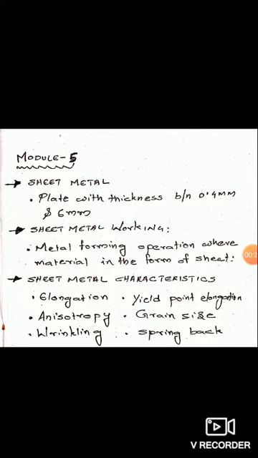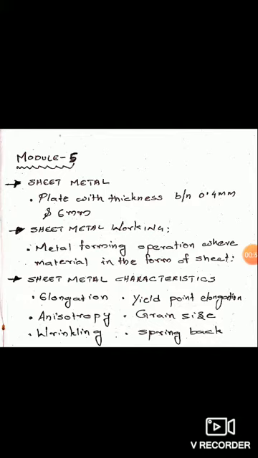Next, sheet metal working. It is a metal forming operation where the material being worked is in the form of sheets. The working is usually done at room temperature, so it is also called a cold working process.